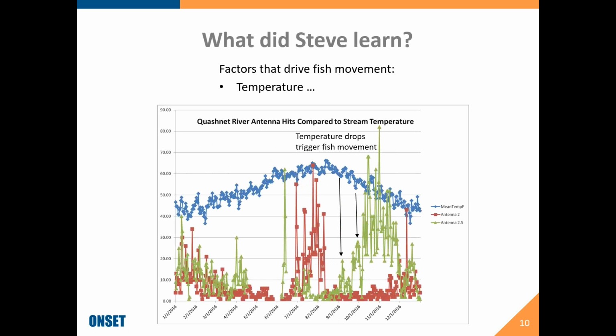They don't want to go upstream if the water's too warm. So those temperature drops can trigger the fish activity. One of the things you'll also notice here is the brook trout do their spawning in the fall, so that's why you see the activity of them moving upstream in the October-November timeframe.